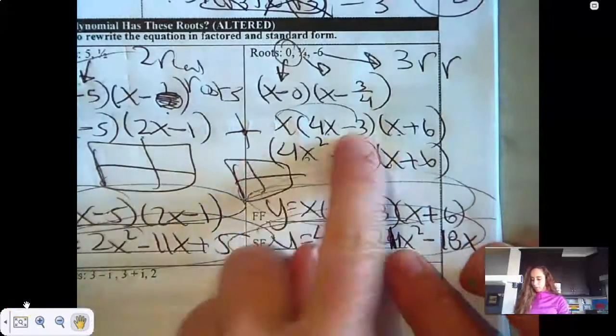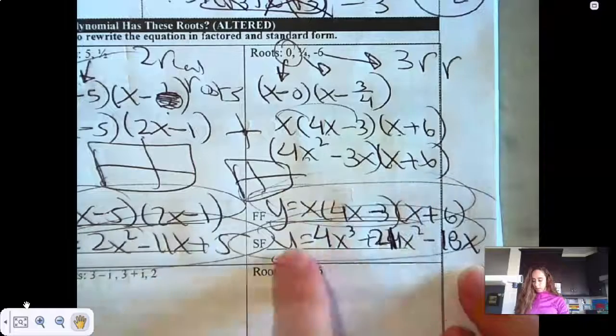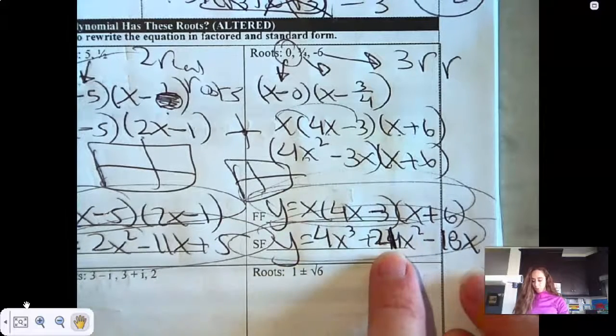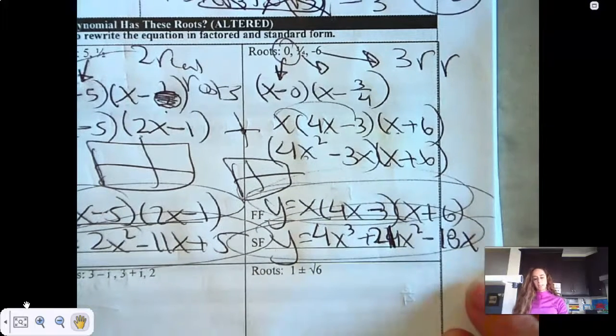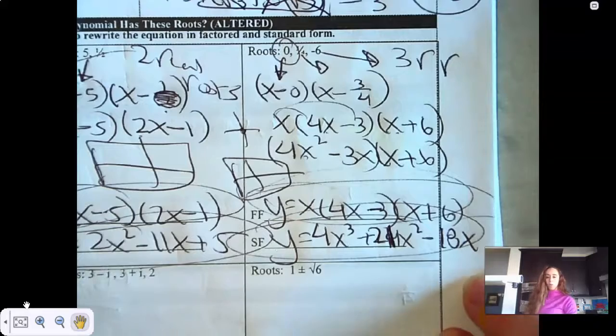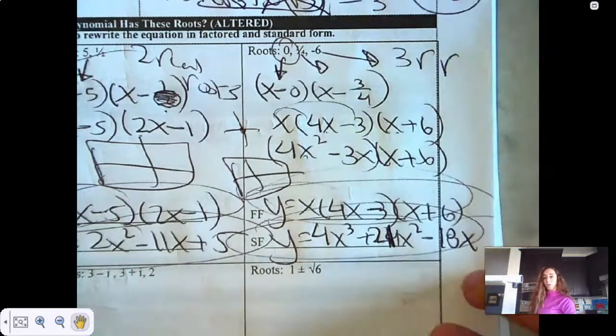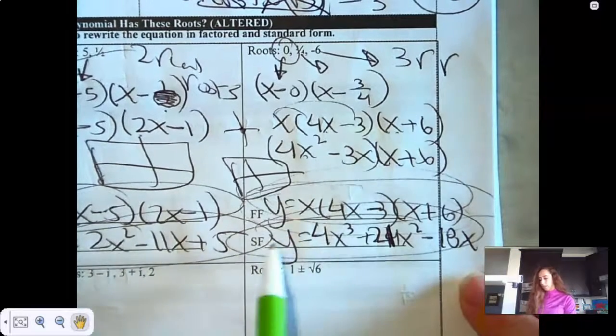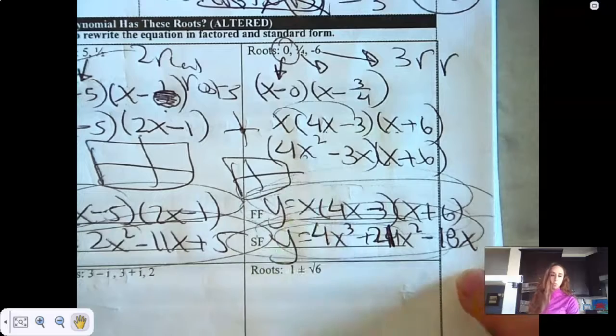So what I did is I distributed that, and then I boxed this out, and I got 4x cubed plus 21x squared minus 18x. And what I was saying before is, and that's why it looks circled, how do you know I'm right? I can take this, graph it in Desmos, take this, graph it in Desmos, and they should be right on top of each other. How do I check this?